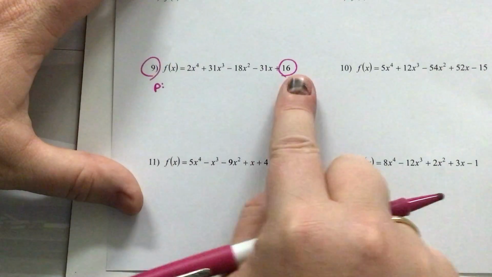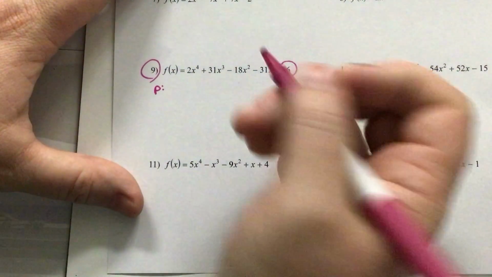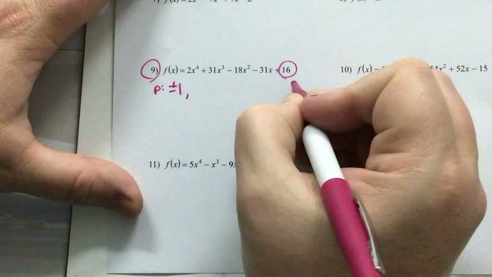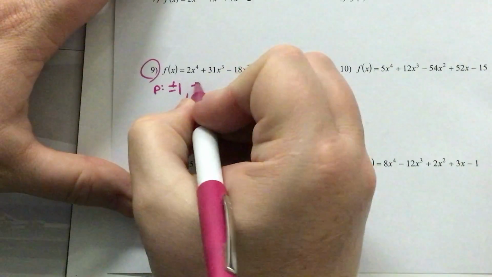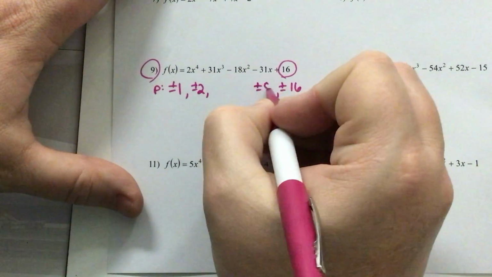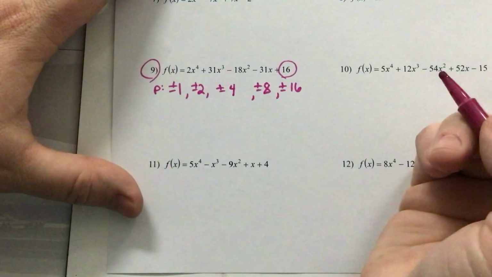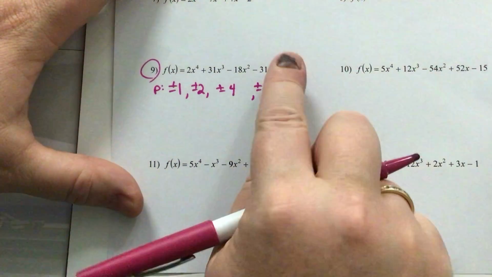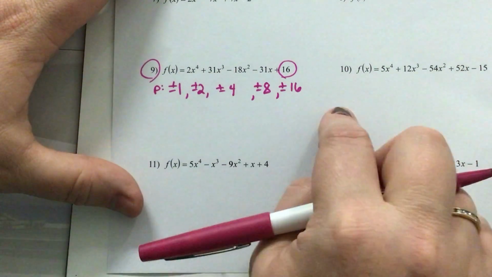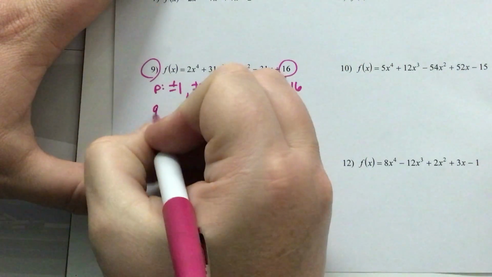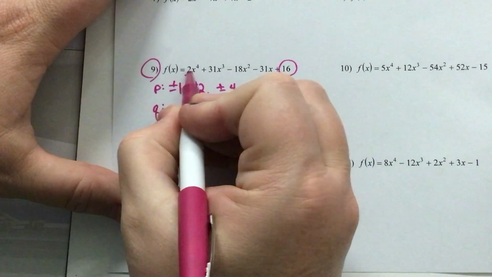The constant in number 9 is 16. So what are my factors of 16? 1, 16. Okay, 1 and 16. Anything else? 2 and 8. Okay, 2 and 8. Anything else? 4. Okay. Am I missing anything? No. Does 6 work? No. 7? No. And we got 8 already listed, right? Okay. Now, for my q values, I'm listing factors of my lead coefficient, which in this case is 2.